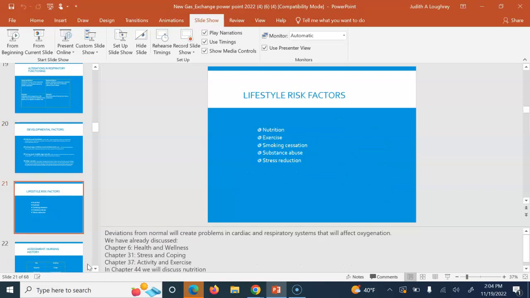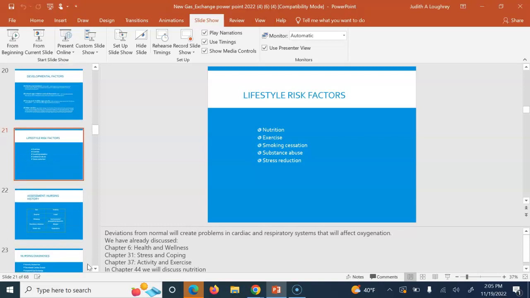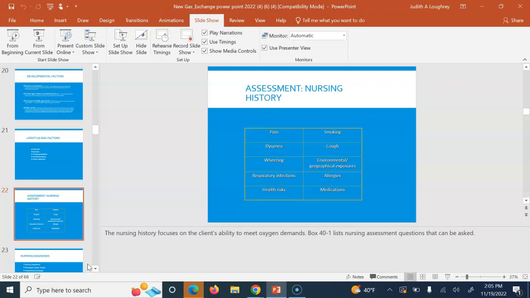Lifestyle risks, again, this is a redundancy in a sense: nutrition, exercise, smoking cessation, substance abuse, and stress reduction. So for assessment history, we want to look at pain, if the person has any pain with breathing, any dyspnea, shortness of breath, if they have any wheezing, respiratory infections, health risks, smoking, cough, environmental or geographical exposures, allergies, or medications.